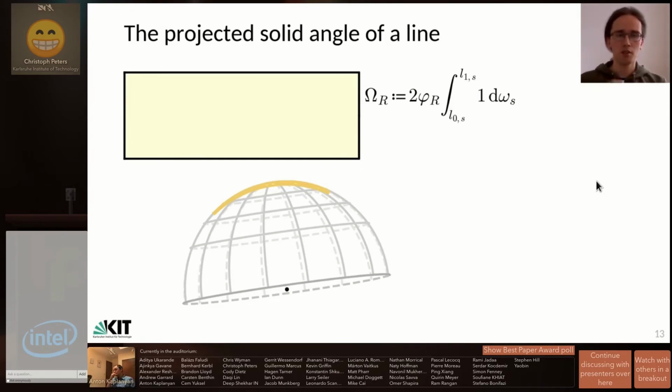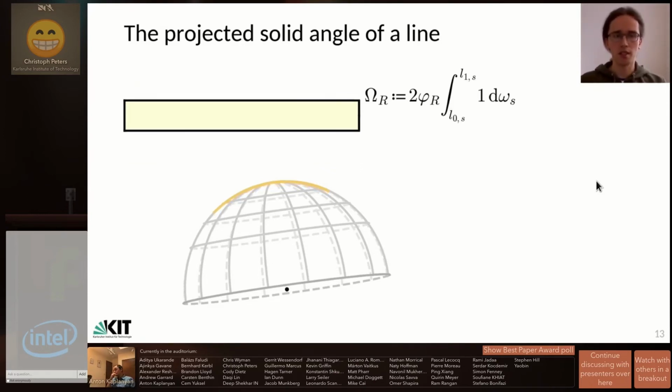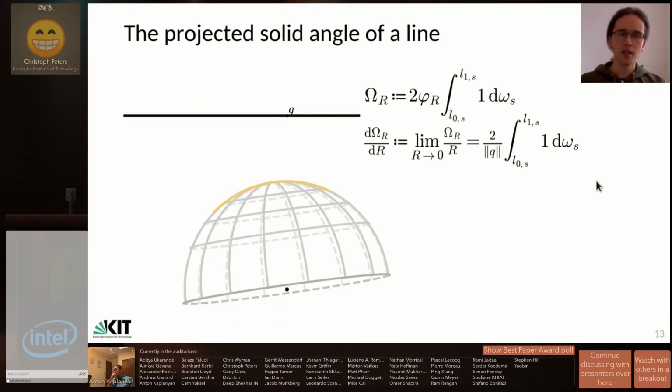So the first step to get to that is that we take the radius to 0. And of course, as we do that, the solid angle also becomes 0. But if we first divide out the radius and then take the limit, we get a finite quantity. And doing this for this opening angle phi r is quite simple. We simply get 1 over the minimal distance to the central axis.